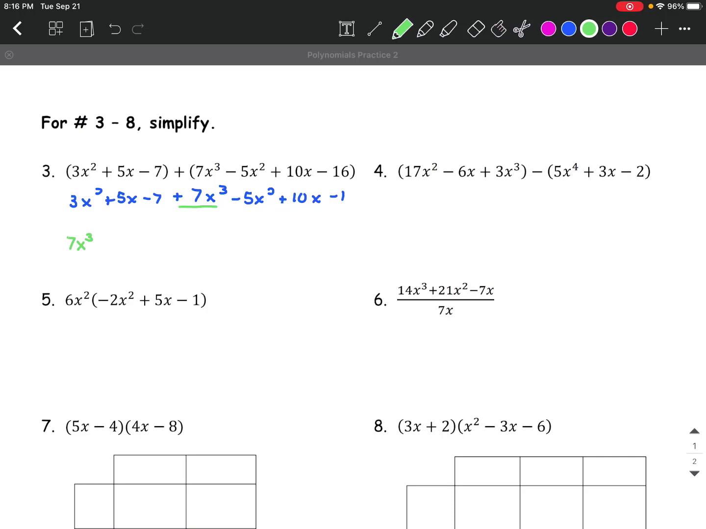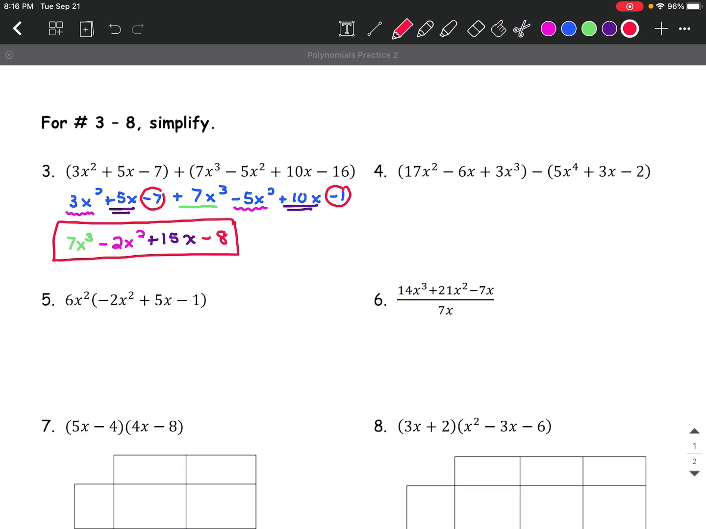It's the only one. Then I have 3x squareds over here and a negative 5x squareds here. 3 minus 5 is a negative 2. Keep the x squareds. Then I've got 5x plus 10x. 5 plus 10 is 15x's. And finally, I've got negative 7 and negative 1. That's negative 8. Now we have our final answer.